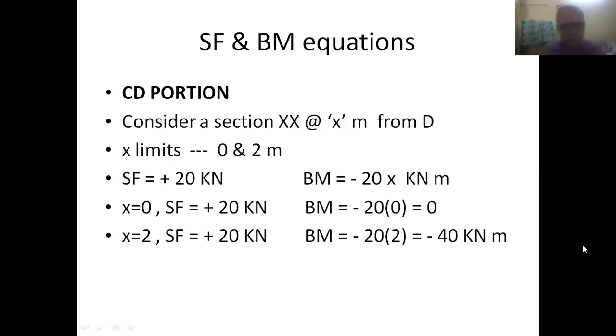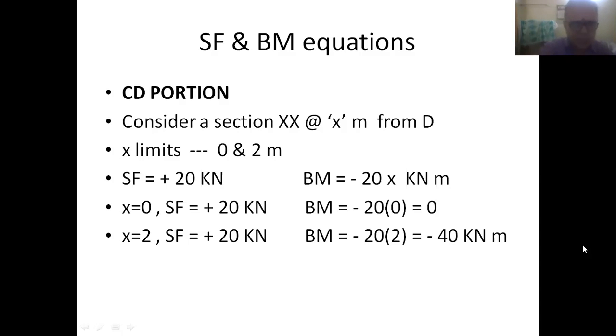So friends, these are the SF and BM equations so far as the CD portion is concerned. SF is equivalent to plus 20, that is the SF equation, and BM is equivalent to minus 20x, that is the BM equation for this particular portion of the beam. Now friends, finally we have fixed the limits of X, lower limit as 0 and upper limit as 2 meters. And we substitute these values of X in this equation. We get two sets of shear force values and also two sets of bending moment values.